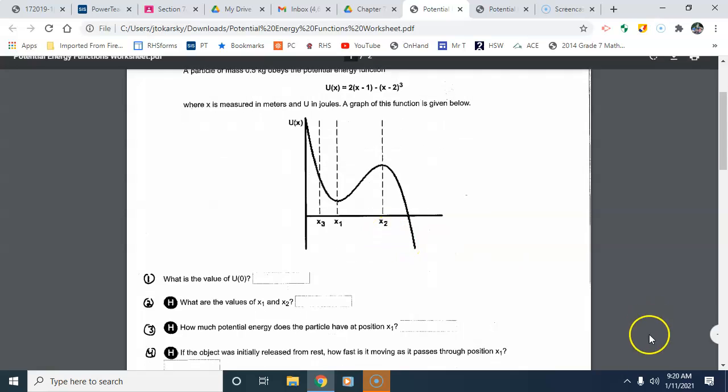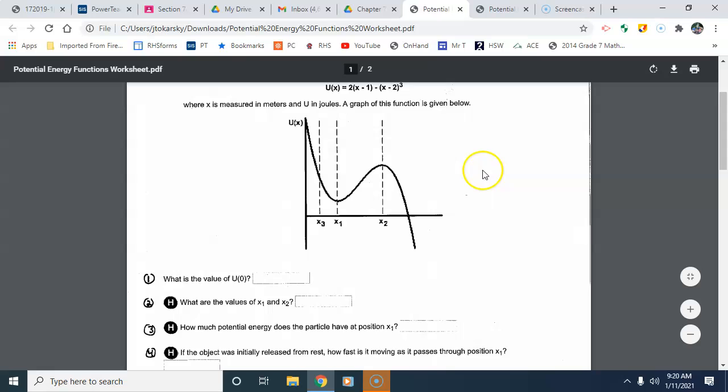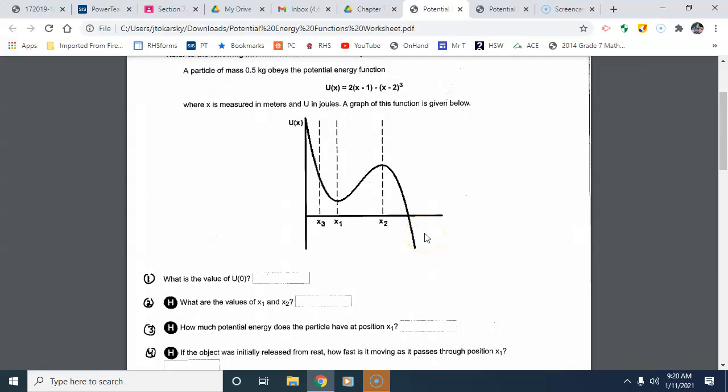All right, so in number 2, it says, what are the values of positions x1 and x2 right here and right here? Now, to do this, we need to use that negative derivative. Because x1 and x2 are special points. Look at, here's where you got to focus on the graph. And this one's not hard to do, but it might be hard to know what to do without seeing something like it done first, because it might not jump out at you.